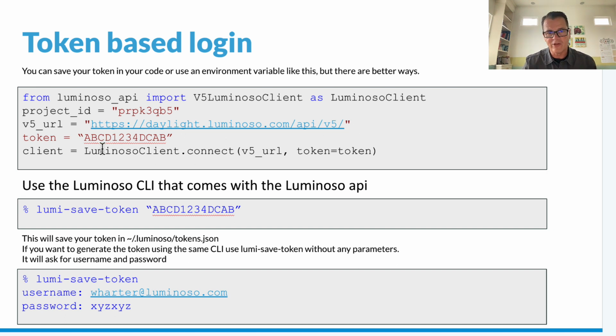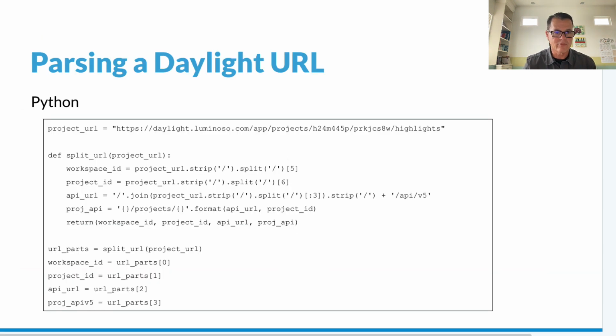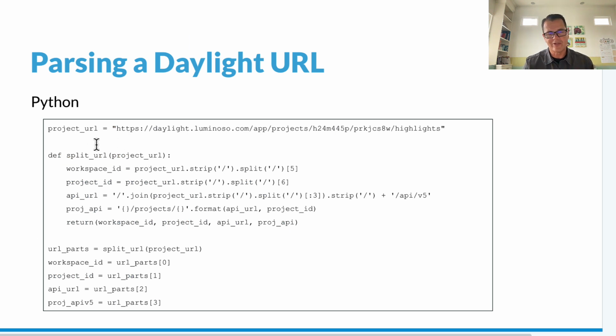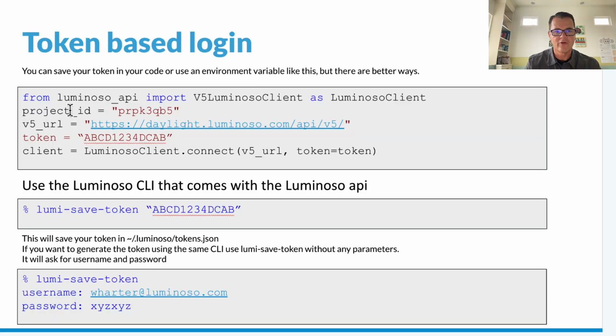You pass that to the Luminoso client connect function and you give the URL and the token. If you don't give it the token, it will go and look in that tokens.json file. Again, here's how you save the token, or you can use your username and password. This is something that I do a lot of. If I parse the URL, I have a little function here. I'm going to copy and paste that into our first notebook. First things first, though, I'm going to copy this code.